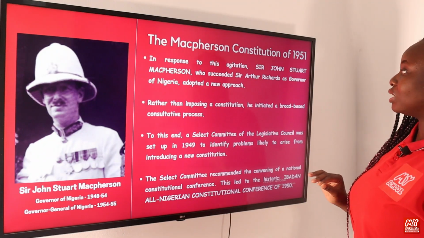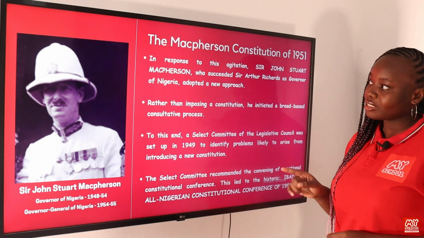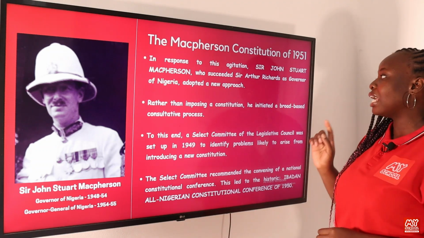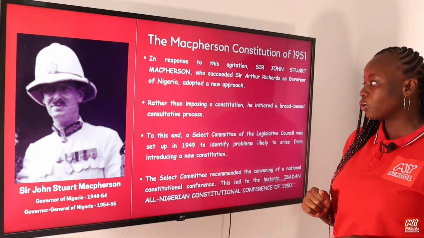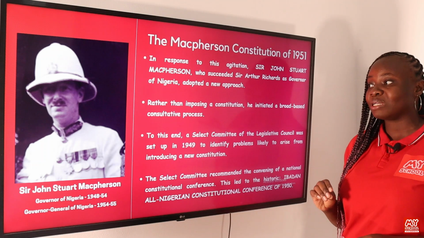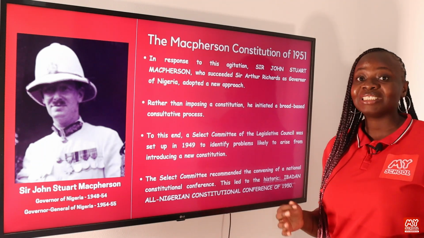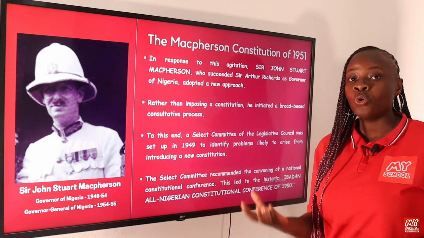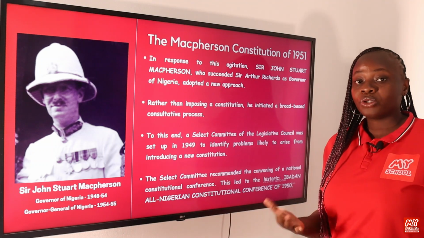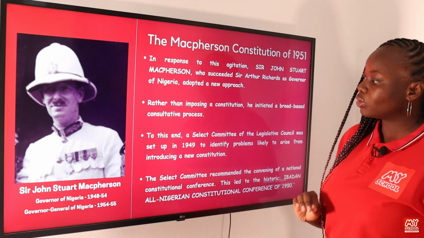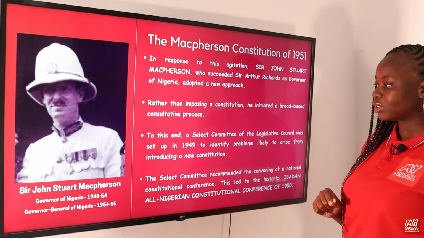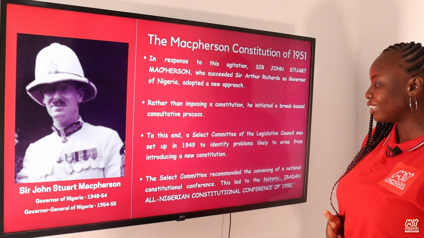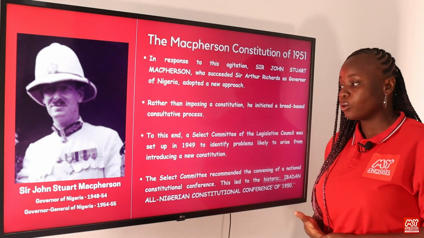All right, in response to this agitation, Sir John Stuart Macpherson, who succeeded Sir Otto Richards as governor of Nigeria, adopted a new approach. So rather than imposing a constitution, he initiated a broad-based consultative process. That means he decided to ask the people of Nigeria as to how the constitution should be structured. So to this end, a select committee of the Legislative Council was set up in 1949 to identify problems likely to arise from introducing a new constitution.